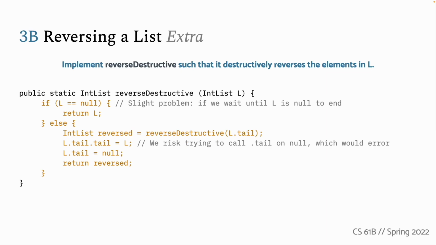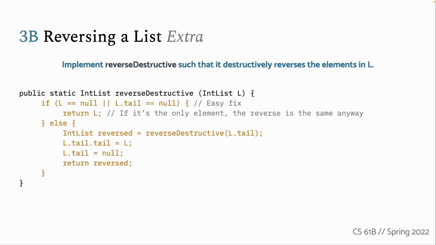There is a slight problem though. If we wait until L is null to end, we risk trying to call L.tail on null, which could error. If you're confused why this is the case, I recommend you try drawing it out and seeing how that would happen. So instead, we have to modify our case to just an easy fix where if it's the only element, then we just return L. And this makes sense because if it's the only element, the reverse is just that same element, right? You can't flip a list that only has one element in it. And just like that, that's our final answer.